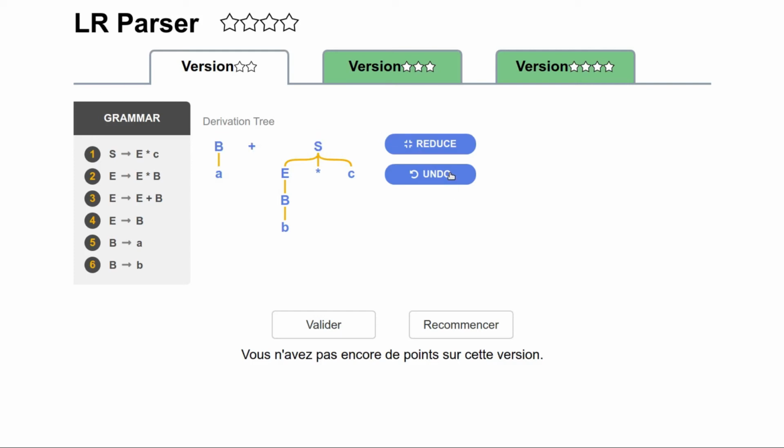But in this case, the students can just undo the operations that were not done correctly and go to the correct way of reducing B to E, then reducing E plus B to a single non-terminal E, and then reducing E times C to the starting symbol S.